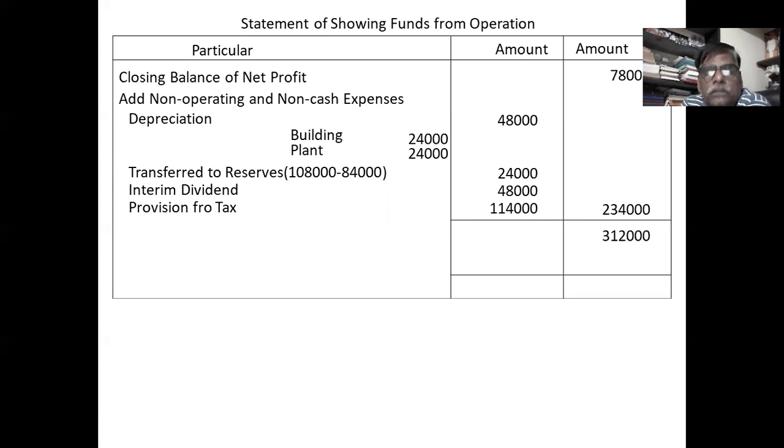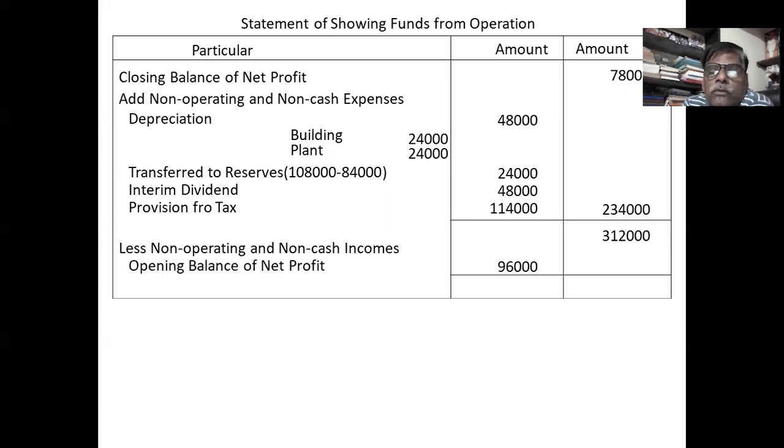3,12,000 total. Then you deduct non-operating and non-cash incomes. Non-operating and non-cash income is only one, that is the opening balance of profit. So you take the opening balance of profit 96,000, deduct it, you will get funds from operation. So funds from operation is 2,16,000. Okay. And now you prepare the fund flow statement.